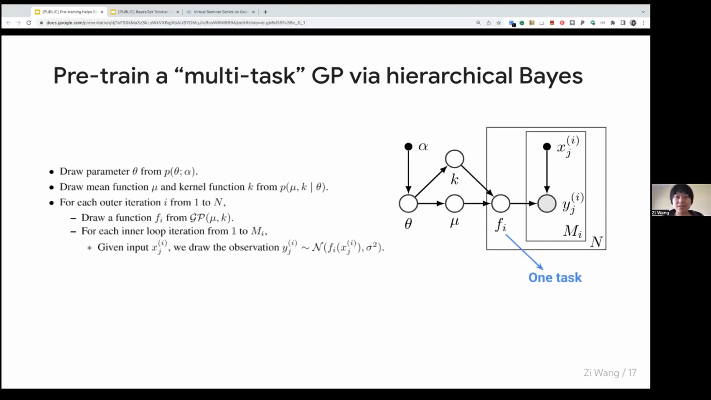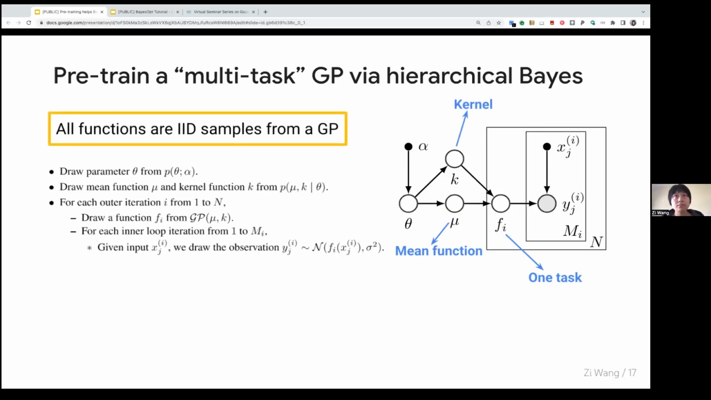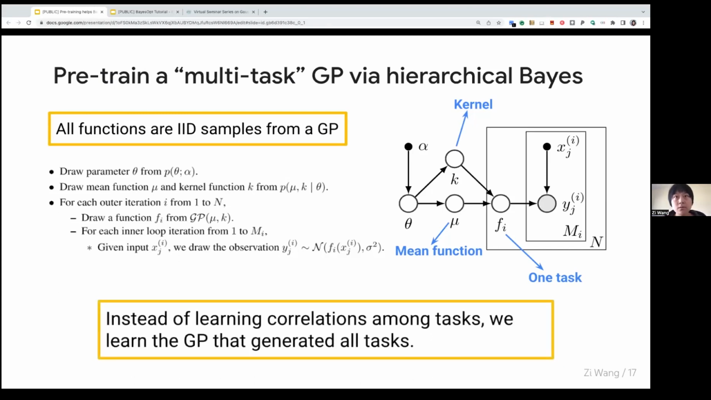Notice here, I'm not talking about doing Bayesian optimization, we're just interacting with the functions. Then we have the mean function, mu, and the kernel, k. Each function is sampled from this GP defined by the mean function and kernel function. The key difference from our typical way of thinking about multitask Gaussian processes is that here all the functions are IID samples from the same GP. So instead of learning the correlation among tasks as in traditional multitask GP work, we're actually learning the Gaussian process that generated all the tasks.